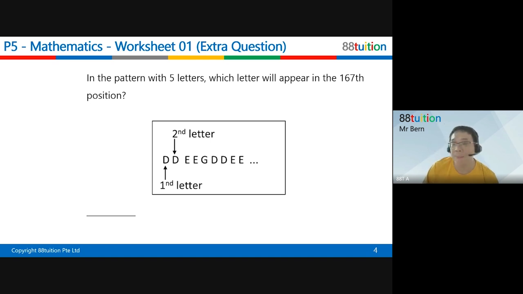Give some answer. Chloe says either G or E. Thank you. That's good. Even though it's wrong, it's also good. Actually, it's wrong. Okay, come, let me go through.